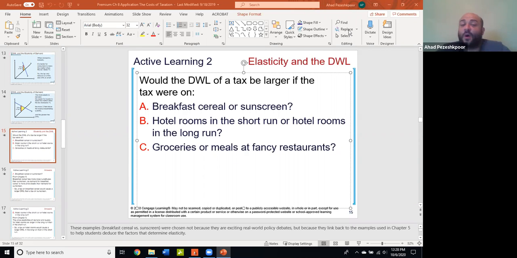Now, this part, part C, is very important. Groceries or meals at fancy restaurants? Which one has a higher deadweight loss? Has a bigger deadweight loss, larger deadweight loss? Anyone?